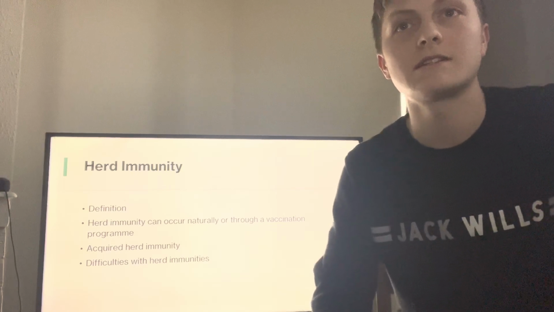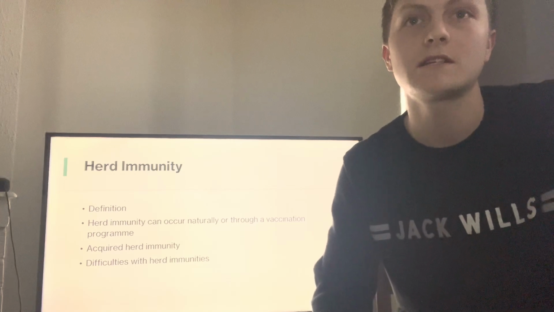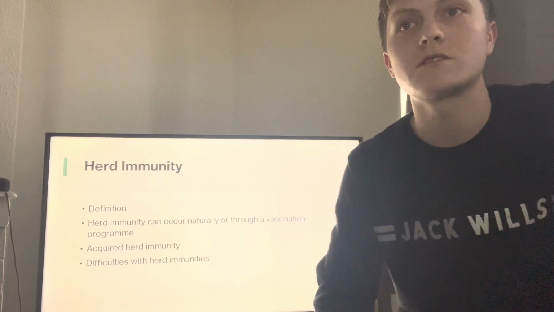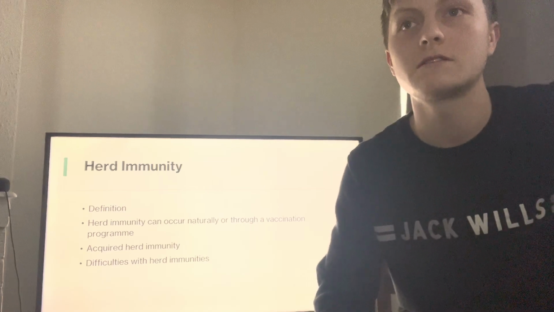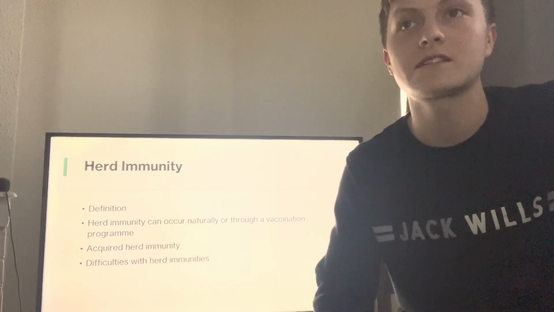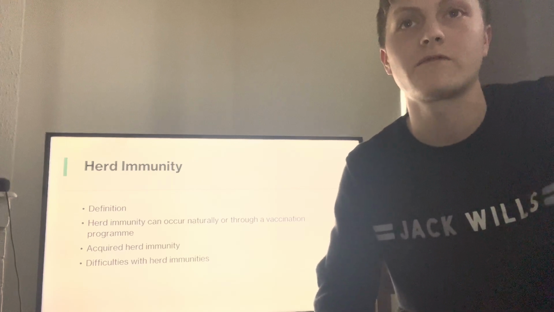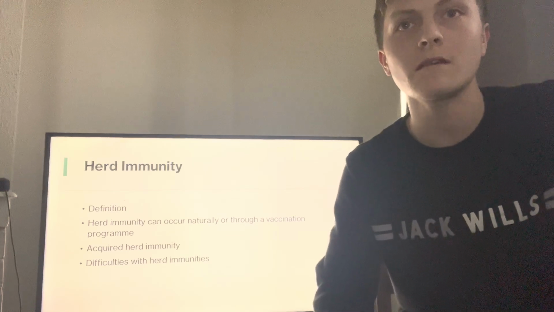In natural herd immunity, a large percentage of the community have been exposed to the virus and developed antibodies. Acquired herd immunity occurs through a vaccination program. The number of people requiring vaccination for acquired herd immunity depends on the disease. Herd immunity does not protect against all vaccinated diseases. Tetanus is not passed from person to person, but via bacteria in the environment.